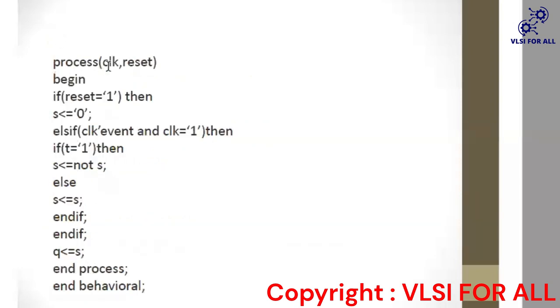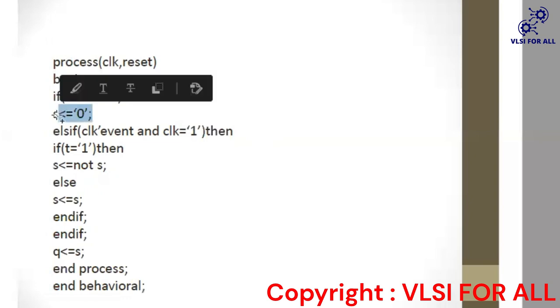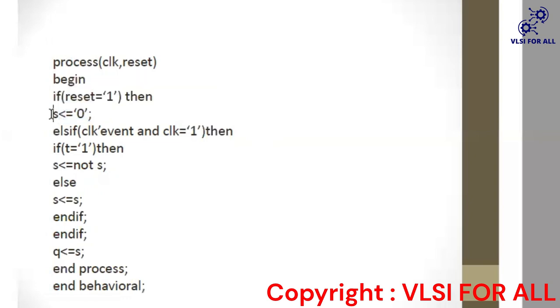Here is process clock and reset. After the process on clock and reset, we will begin. If reset equal to 1, then S equal to 0. You can see here S equal to 0. We are not writing Q because we have taken S as a variable, so we are storing the result of Q in S, as you will see further.